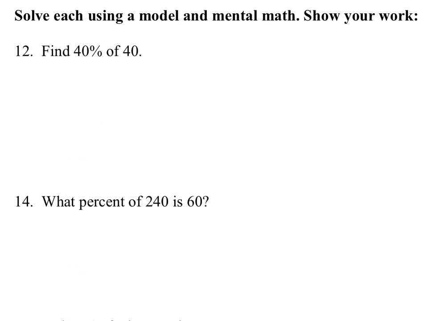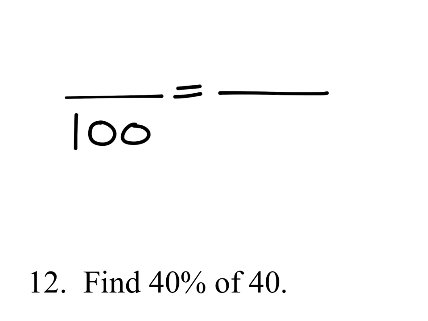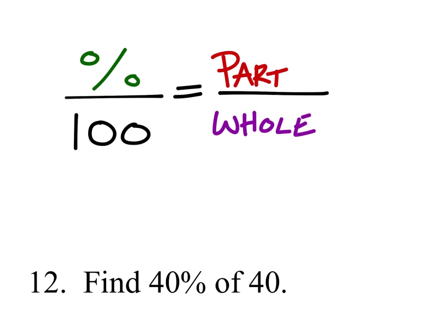Solve each using a model and mental math. Actually, we're going to use a percent proportion on these. So just to review, the percent proportion starts with two fraction lines that are equal, and we always have 100 right down here. The percent goes above the 100, and then we got the part, which we will then divide by the whole. The other way was to find the word is, which is the part, and of, which gives us the whole.